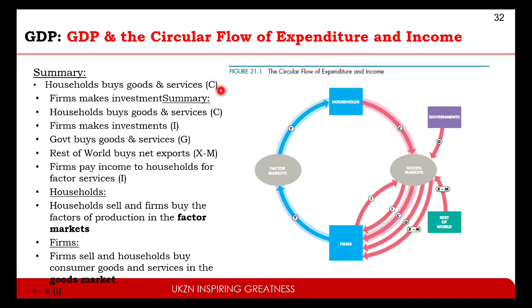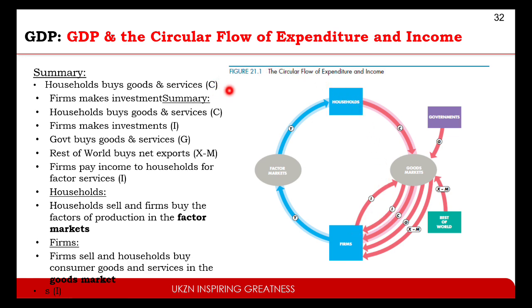For example, the first one is C, households buy goods and services. Here's C, and also here's C over here. The money goes from the households to the firms because they buy the goods and services. You see how it goes?